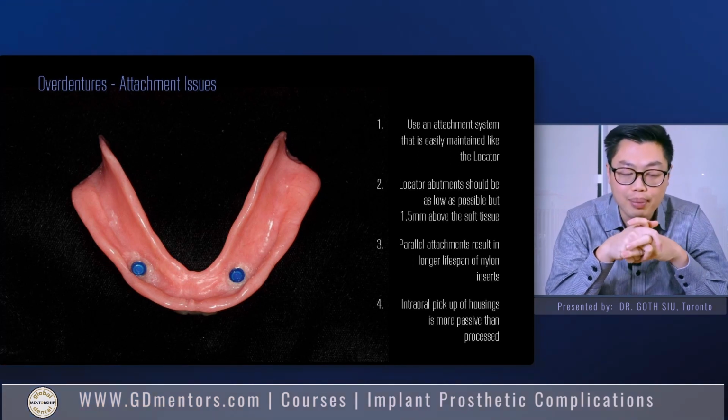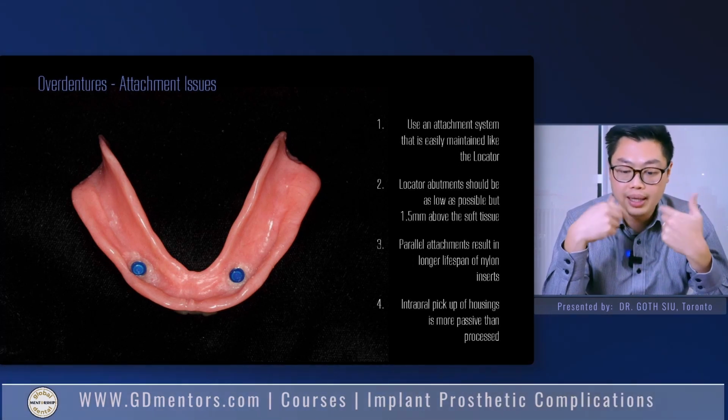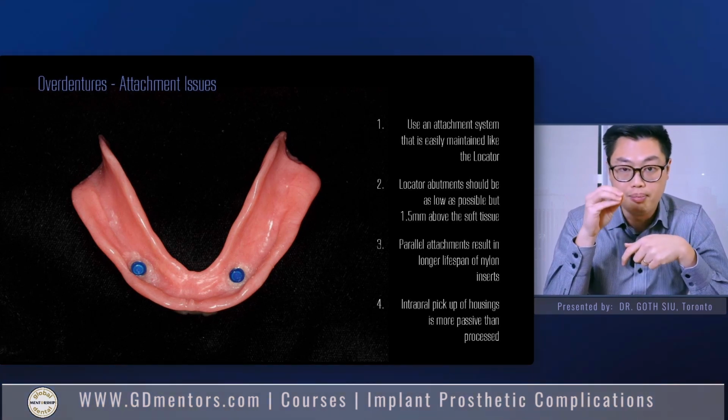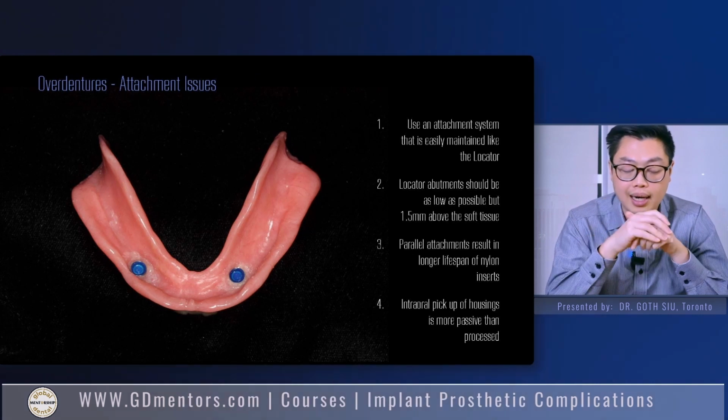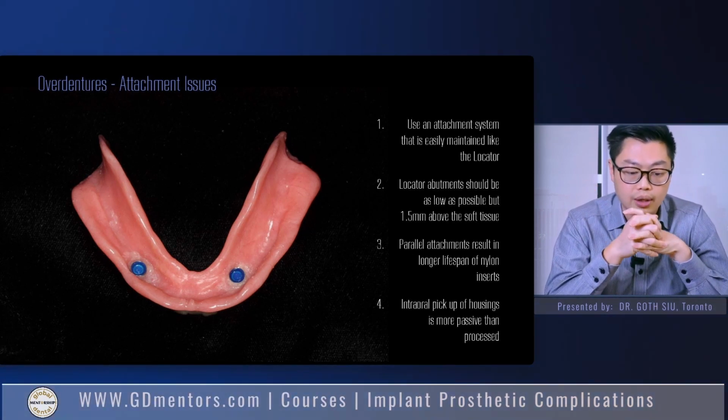If the implants are not parallel, there are non-parallel nylon inserts by Locator, and those are the ones without the male component in the prosthesis in the nylon. It's the green, the red, and the orange color.